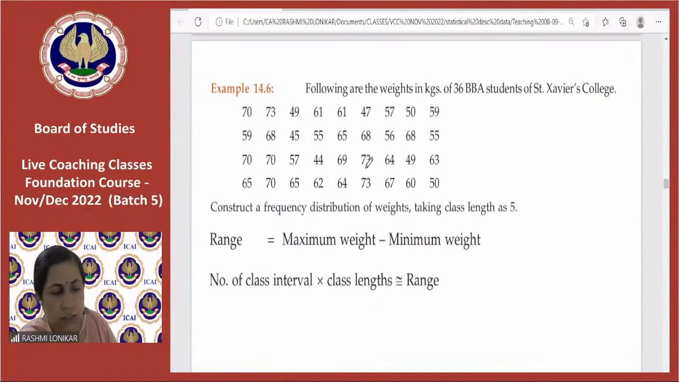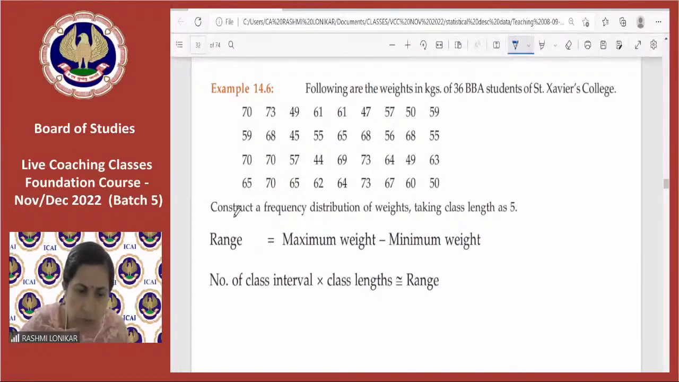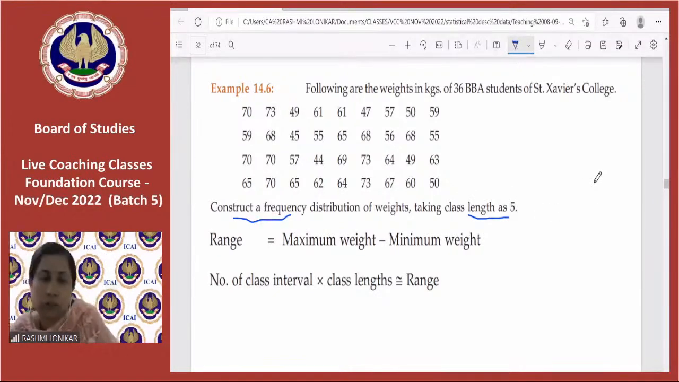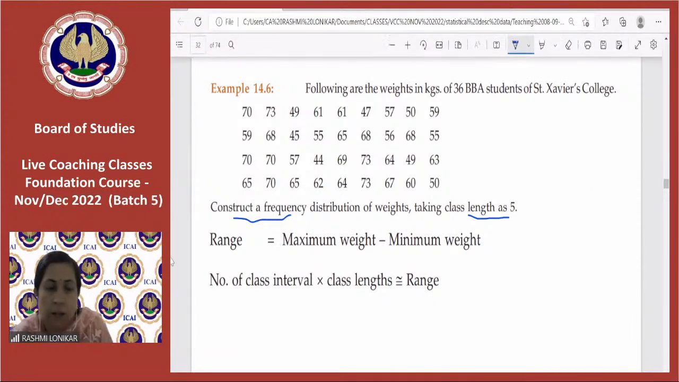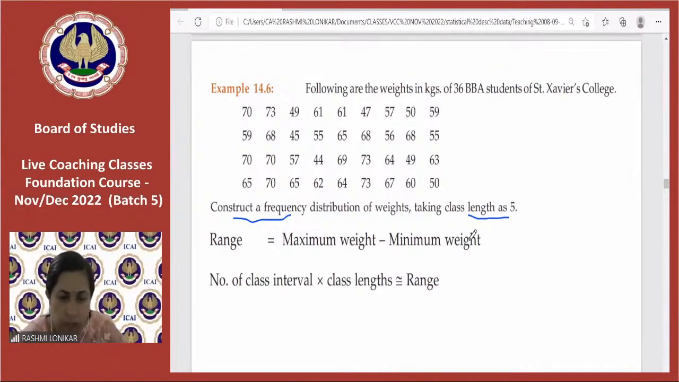Now let us take this example. So what they have done is they have given you information about 36 students of St. Xavier College. The weights of these students have been given to you, and they are asking you to construct a frequency distribution while taking class length as 5. Okay. The first step is finding the range. What is maximum weight minus minimum weight?